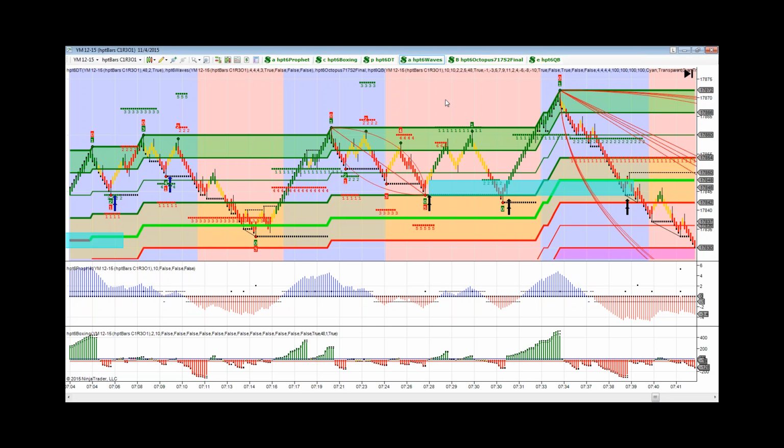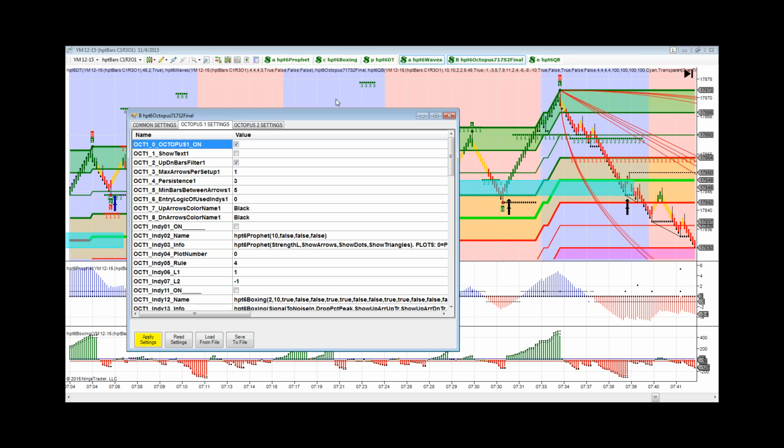Now let's talk about Octopus 2. Octopus 2 is also on. Of course, you can turn it off if you don't like it. It's also on. It's using the blue and red arrows. Of course, blue for long, red for short, but it's trading completely differently. Okay, what is it trading?